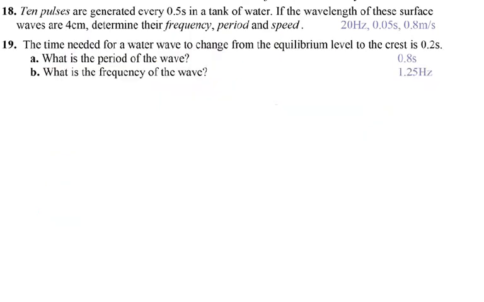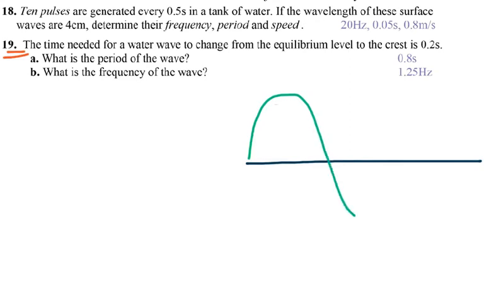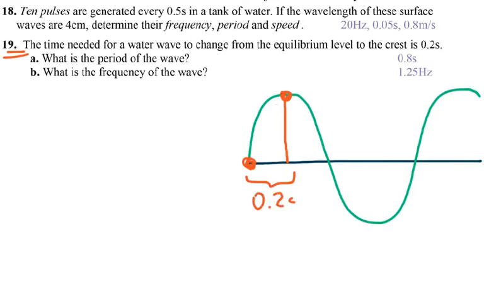And here's the last question for this video, number 19. The time it takes for the wave to travel from its equilibrium to the crest is 0.2 seconds. So I'm going to make a wave right here. So here is the wave. So the time it takes to travel from equilibrium to its crest is 0.2 seconds. So if somebody measured this time, that would be 0.2 seconds.